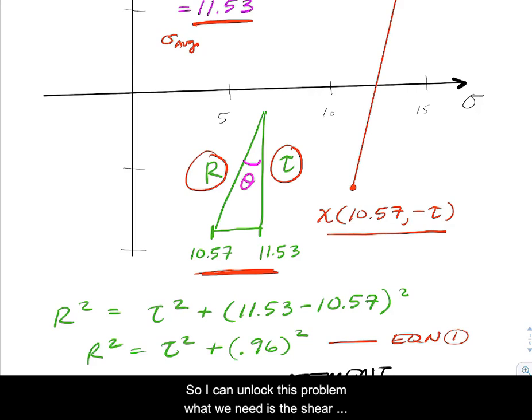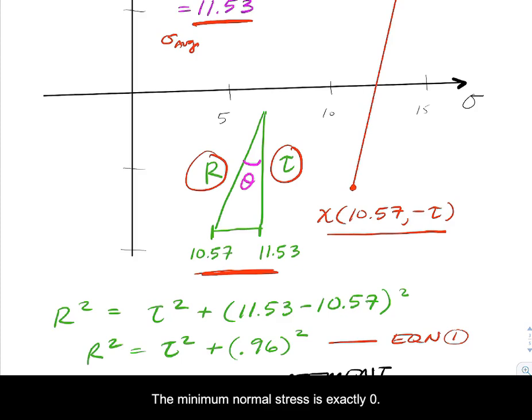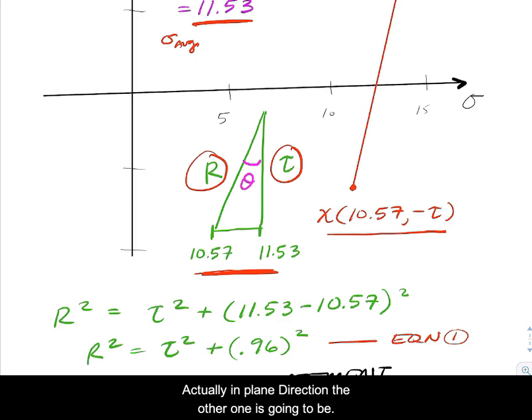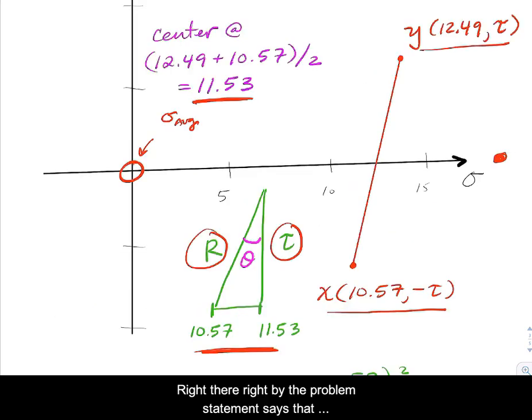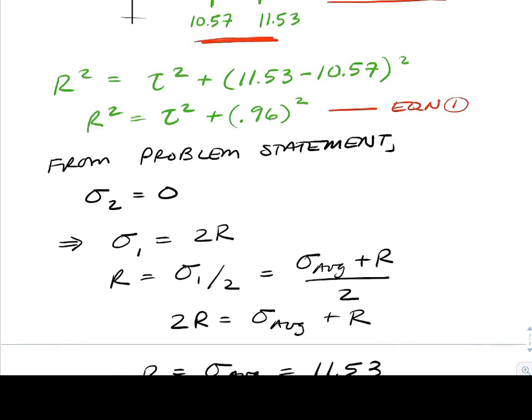So to kind of unlock this problem, what we need is the shear stress. So go back and look at the problem statement. It says, knowing that on any angle, the minimum normal stress is exactly 0, i.e. a principal stress is equal to 0. So we can see from our formulation, one of the principal stresses is going to be up here, right, for the in-plane direction. The other one is going to be right there. Right, by the problem statement, it says that one of them is equal to 0. So let's just go ahead and apply that: sigma 2 is equal to 0.